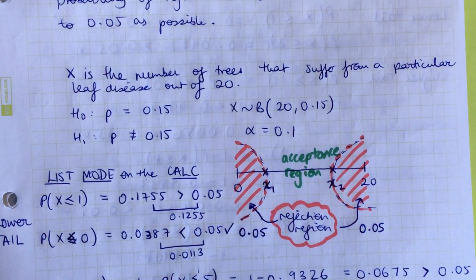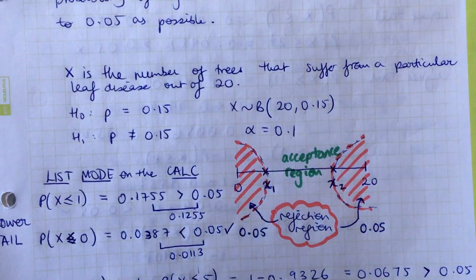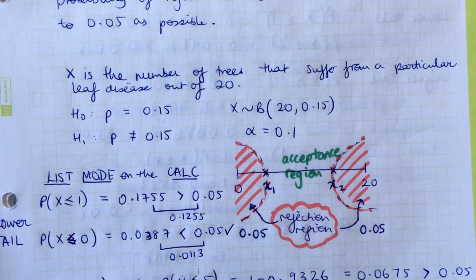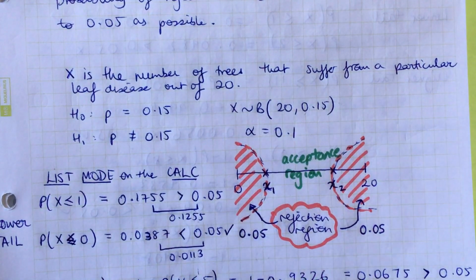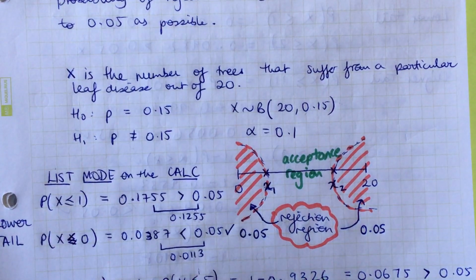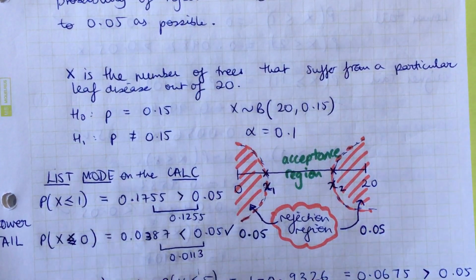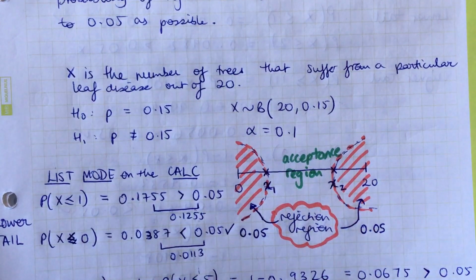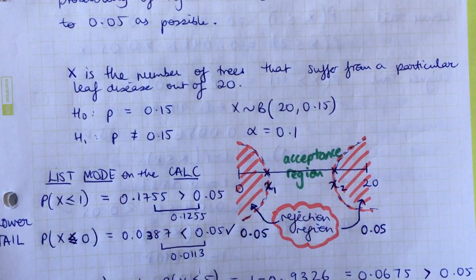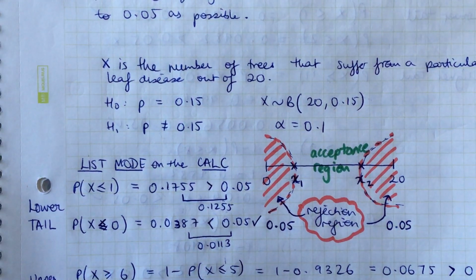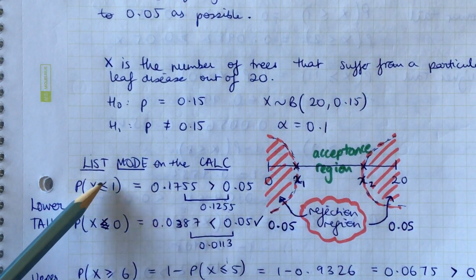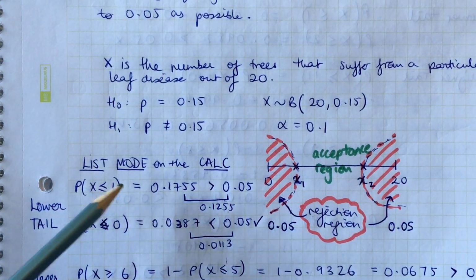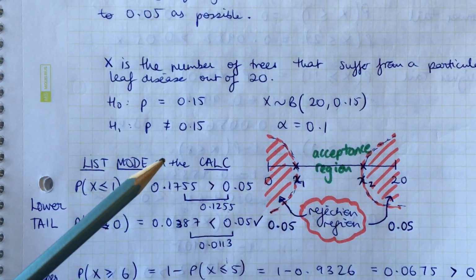Now, to test this type of question, to find the critical region, rather than using the variable mode where you'll have to try loads of different values, you put your list mode in the calculator. Bearing in mind in this question, we have to make sure that the probability of rejection is as close to 0.05 as possible. So I've done the lower tail first. The probability that 1 tree or less have the disease comes out to be that on the calculator.